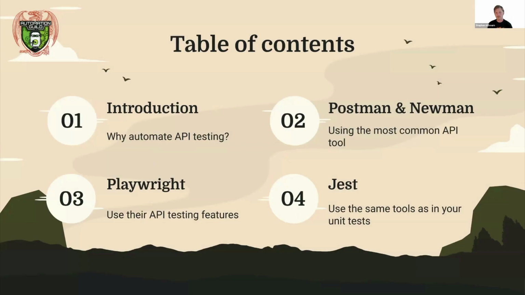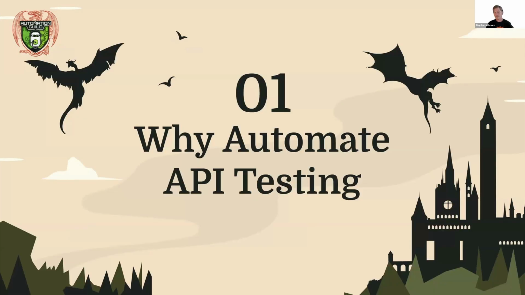We'll go through kind of 4 steps. One is just the introduction of why automate API testing and looking at the API that we'll test here. And then we'll go through each of these 3 tools and write tests, the same exact tests with each of these tools. So why automate API testing? This is the Automation Guild, so I don't think I have to really sell anyone on automating.